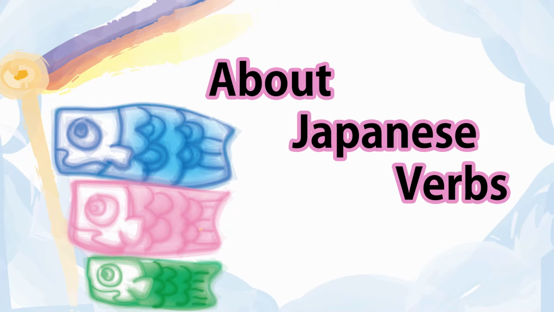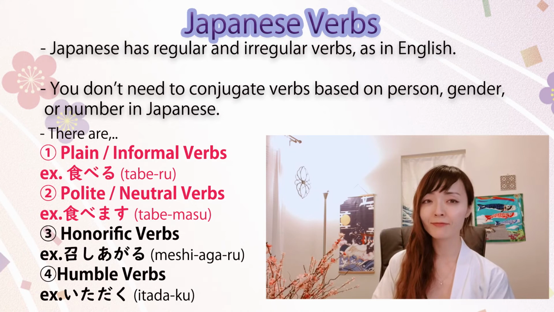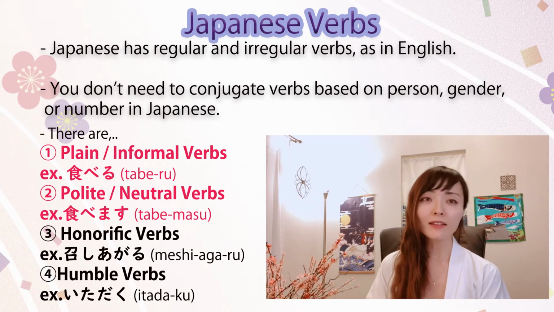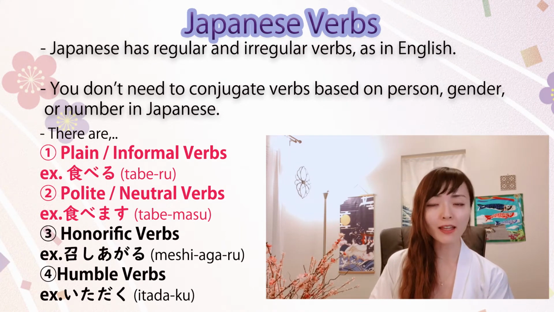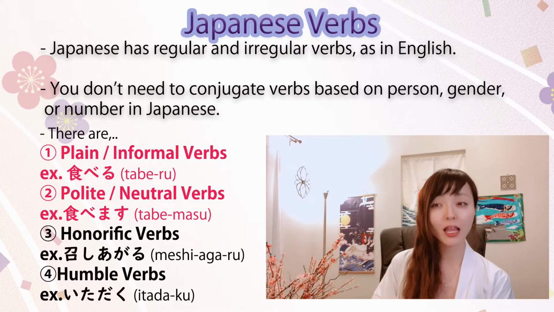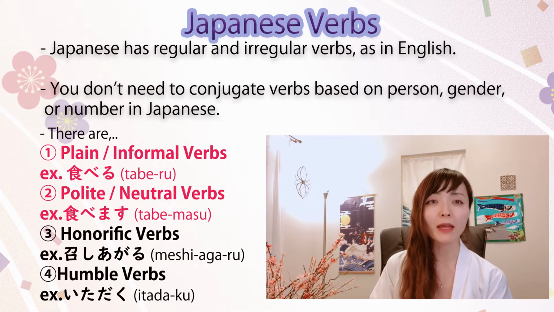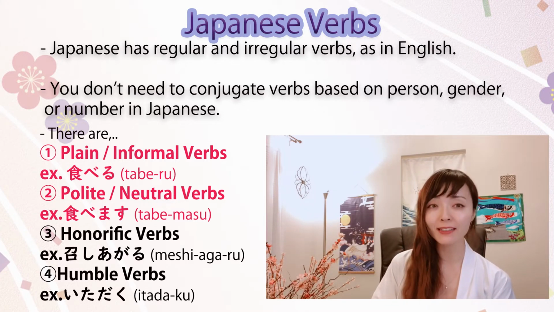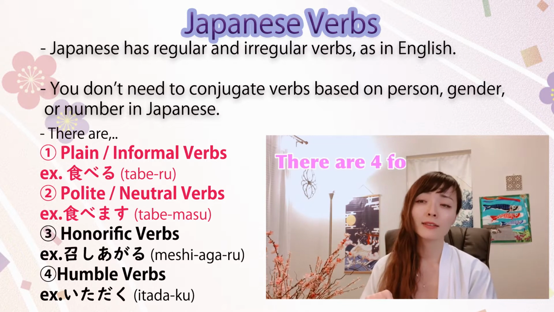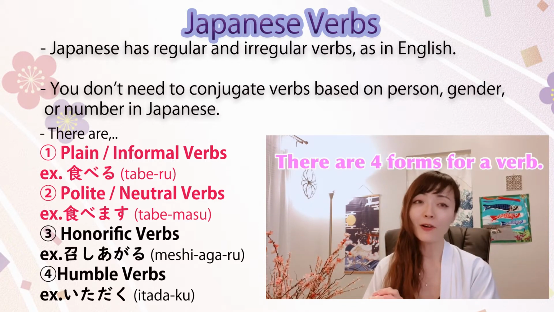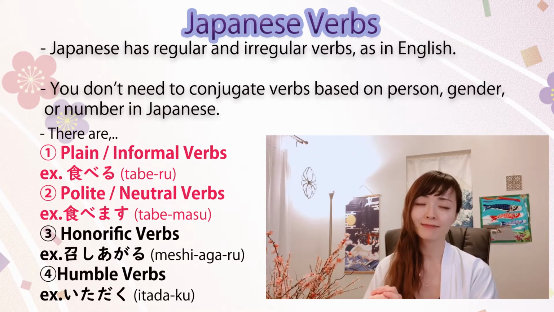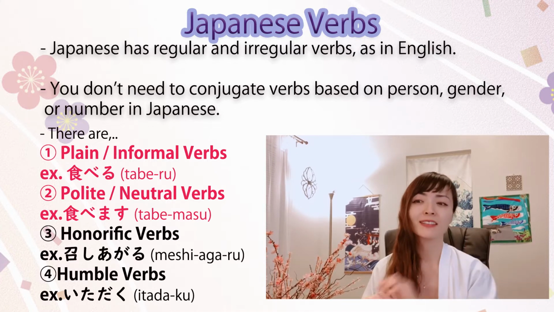About Japanese verbs. Japanese verbs have regular and irregular verbs, as in English. You don't need to conjugate verbs based on person, gender, or number in Japanese. There are 4 forms for a verb. Number 1. Plain informal verbs.